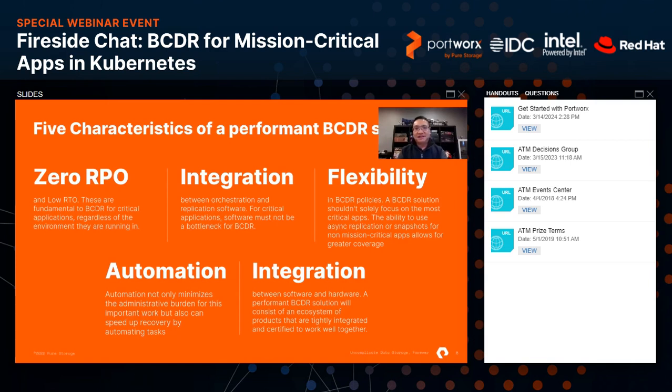And then flexibility really reflects back on what Michael was saying earlier about how we want to create a spectrum of recoverability, because whatever your performant BCDR solution is, it's not going to be strictly for the most critical of your applications. You're going to want to use asynchronous replication for some recoveries, and snapshots for another, and so on. You want to be able to create this whole spectrum of recovery and then map your applications accordingly based on how critical they are. So that's where the flexibility comes in.